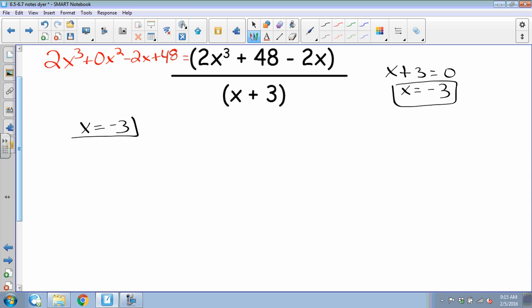Every term below the highest exponent has to be represented. It needs a representative there. Okay? Can't leave anybody out. All right. So now, the next step was take all the coefficients. What does a coefficient mean? The number in front. Take all the coefficients and we're going to put them right here. So, 2, 0, -2, and 48.